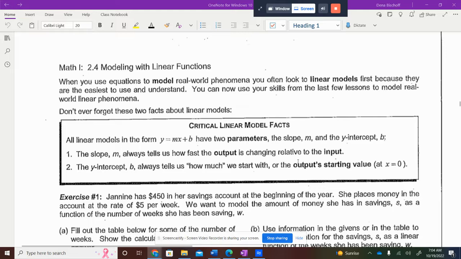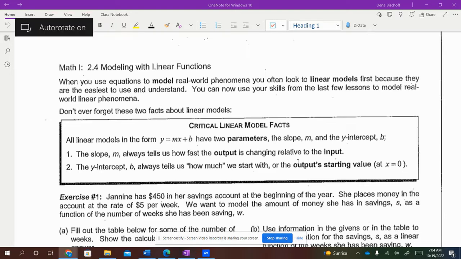So today's lesson is on modeling with linear equations. Today is Thursday, October 20th.